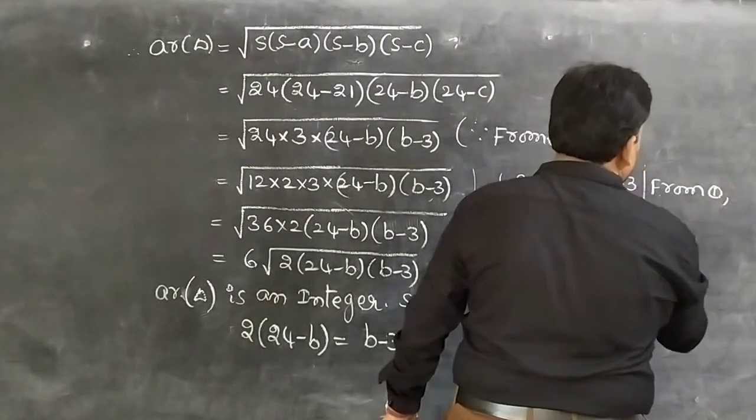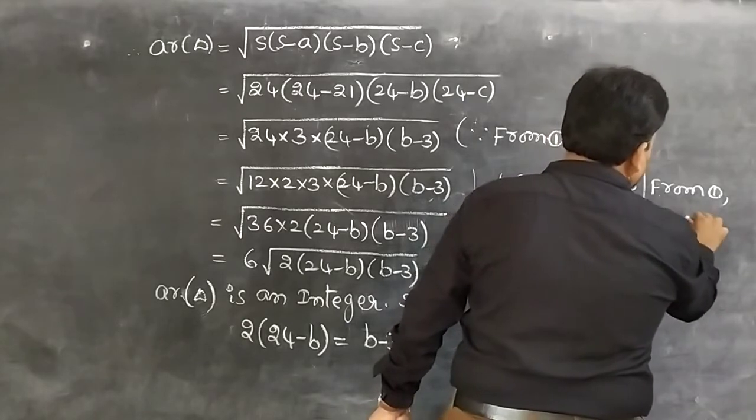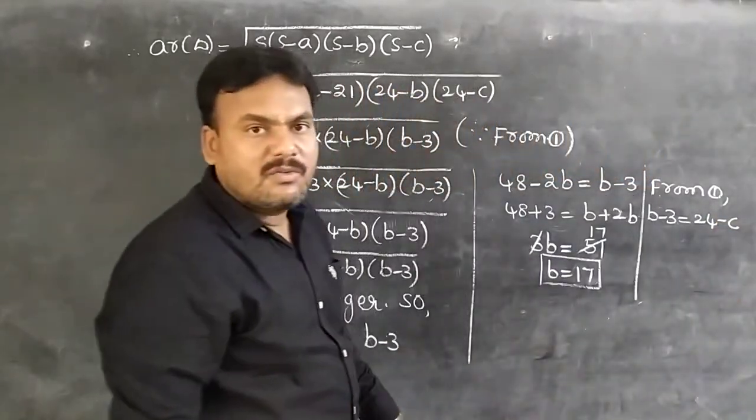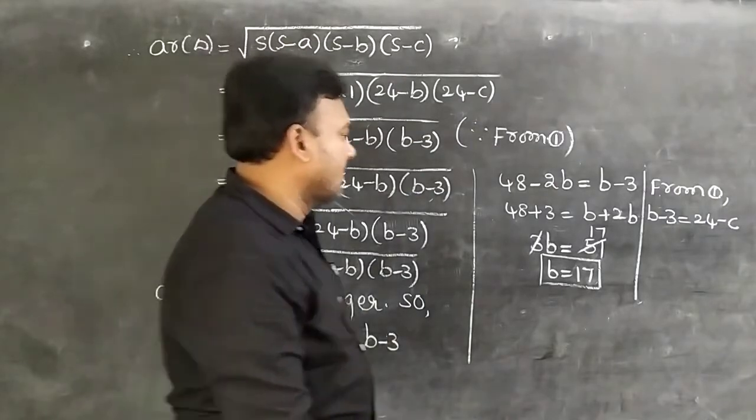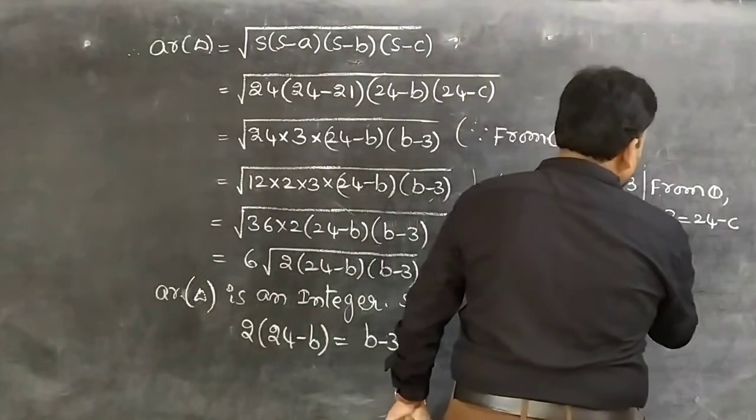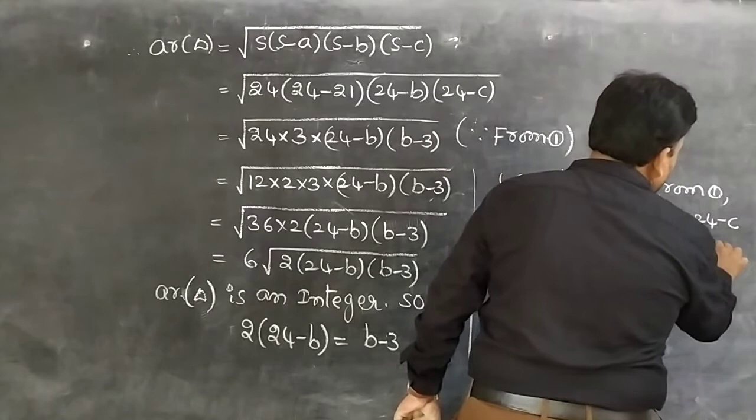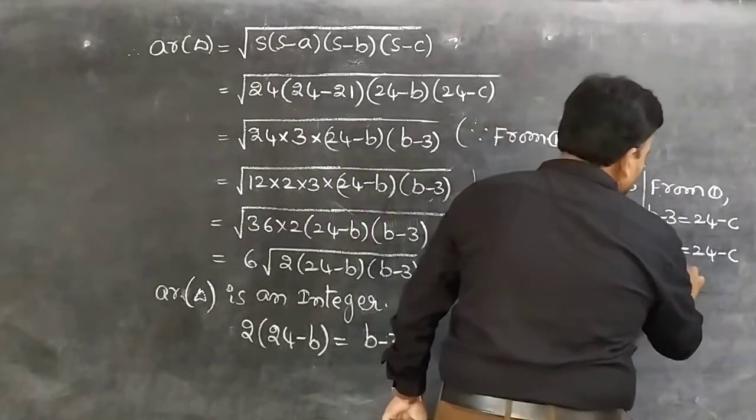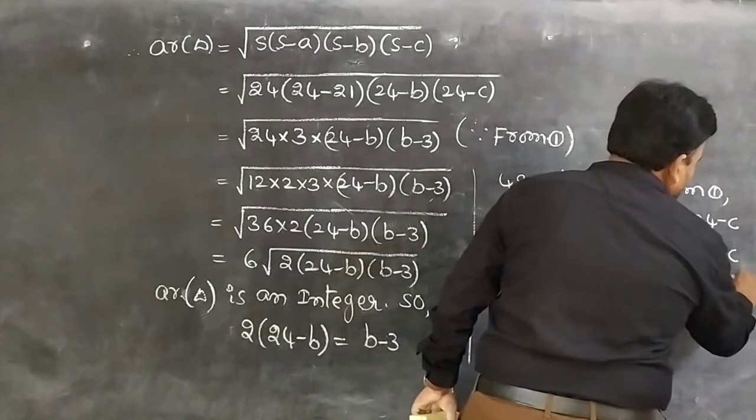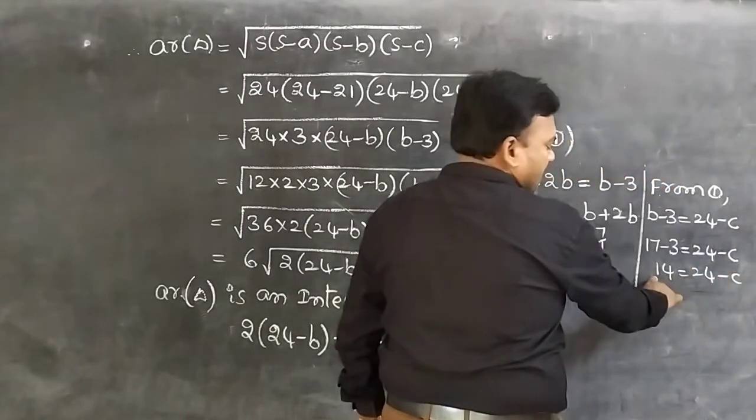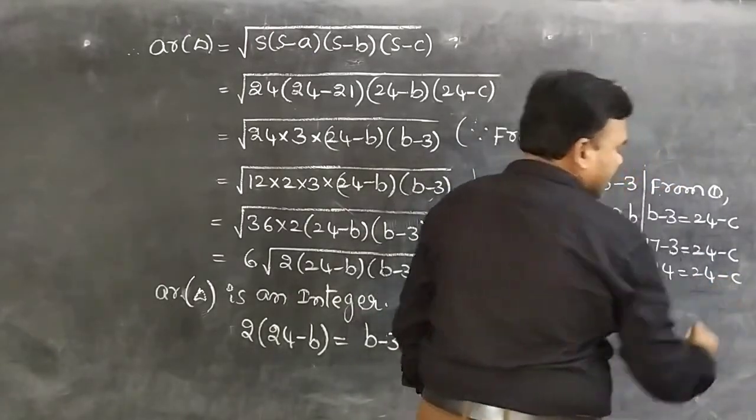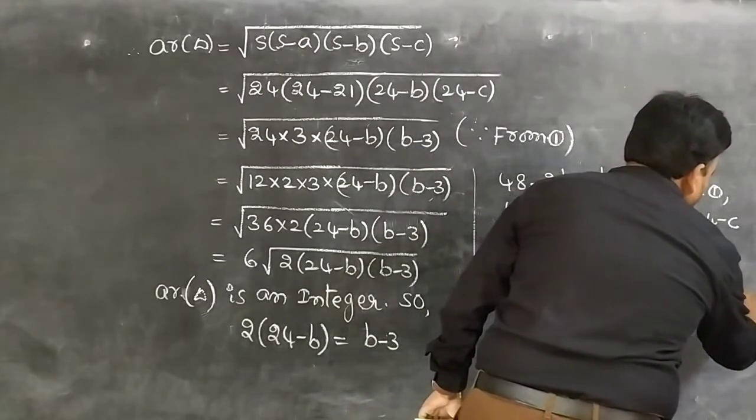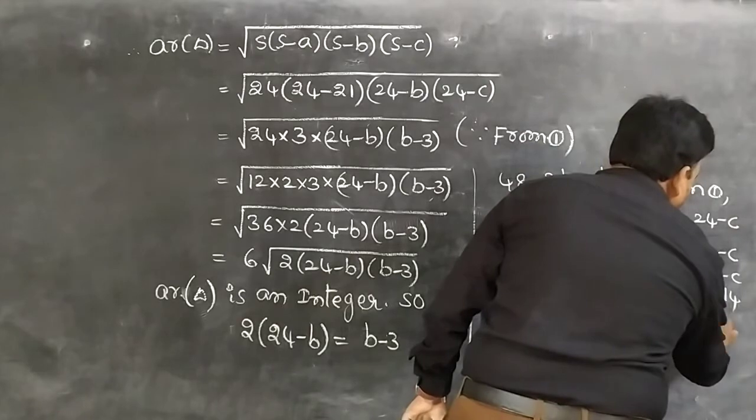From equation 1, what did I do? b minus 3 equal to 24 minus c, isn't it or not? So substitute the b value: 17 minus 3 equal to 24 minus c. Right, 17 minus 3, so 14 equal to 24 minus c. Minus a transfers outside and becomes plus, plus 14 transfers outside and becomes minus. Then finally c equal to 24 minus 14, then c equal to 10.